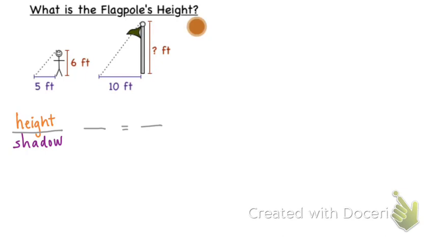So 6, do I put that in the numerator or the denominator? The numerator, because remember, the height goes in the numerator and the shadow goes in the denominator. It's important that you put these in the correct spot. And then you do the same for the flagpole. The height we don't know, so I'm going to refer to that as x.